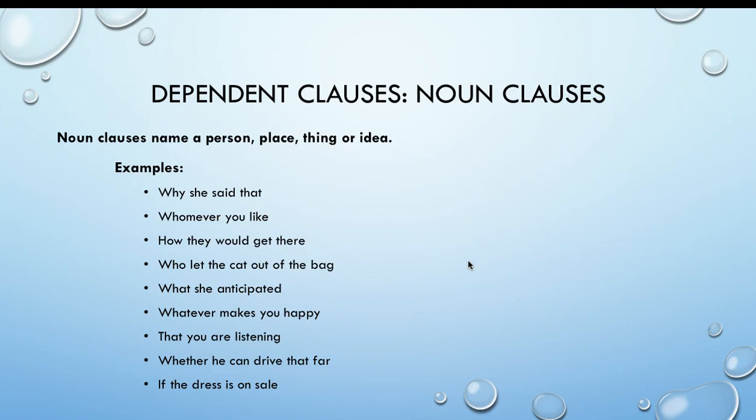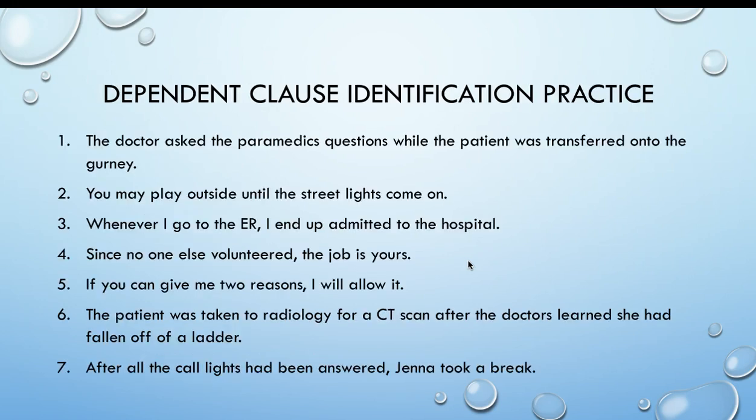Another type would be a noun clause. It names a person, place, thing, or idea, but again does not have a complete thought. Why she said that, whomever you like, you would add that to the sentence. For example, you can invite whomever you like. So it needs to be partnered up with an independent clause.